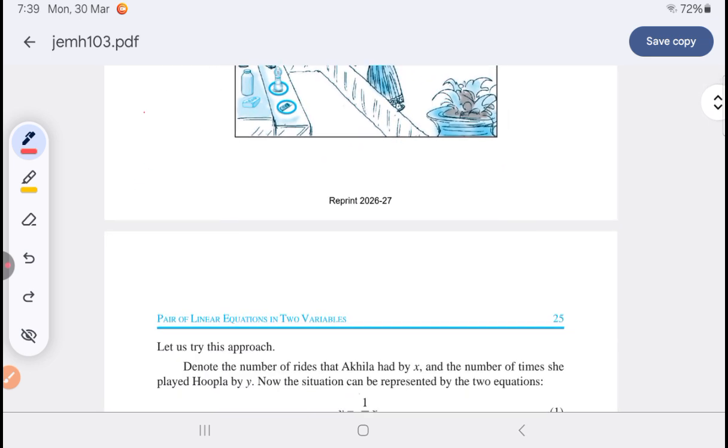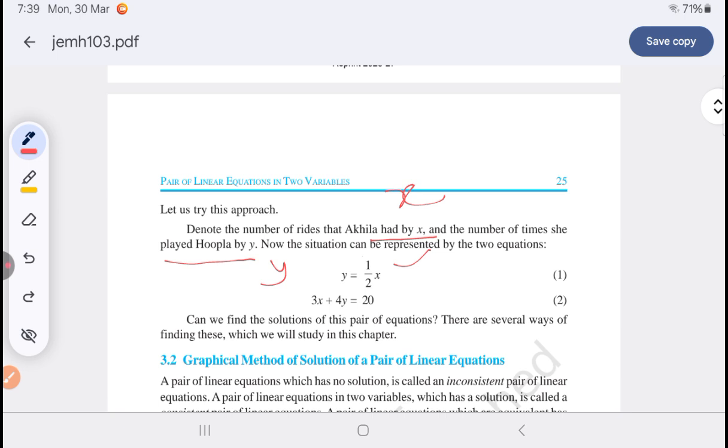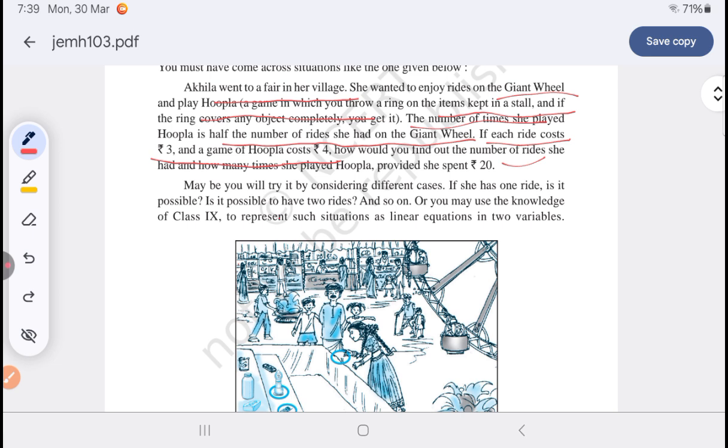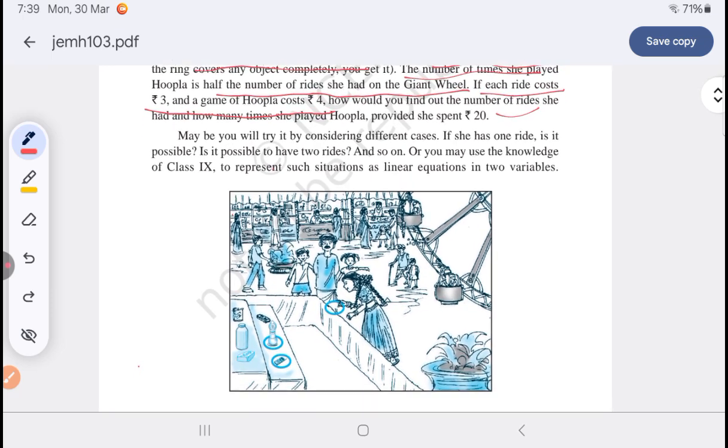So first condition. Let us try this approach. Denote the number of rides Akila had as x and the number of times she played hoopla as y. Now the situation can be represented by two equations. First equation: y equal to half of x, and second equation is 3x plus 4y equal to 20. Read again. Second condition is if a ride costs 3 and a game of hoopla costs 4, so total spend is 20 rupees.